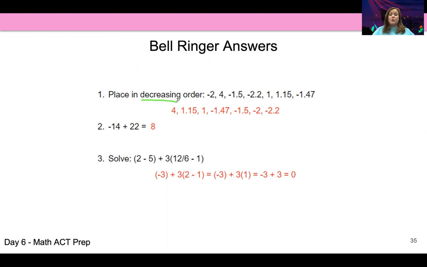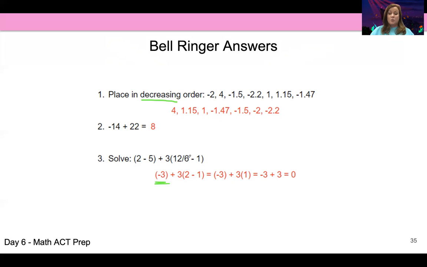Negative 14 plus 22, I think 22 minus 14 gives me 8. When you have problems like number 3, I highly advise you do not put all of that in the calculator, but you chunk it. Like 2 minus 5 gives me 3. And then you work these problems.